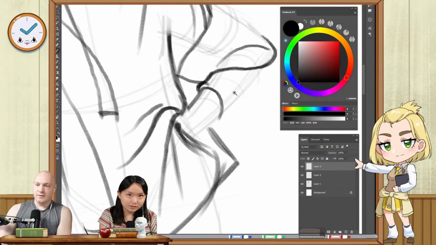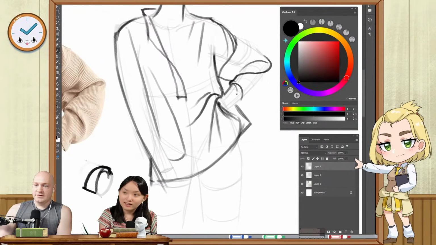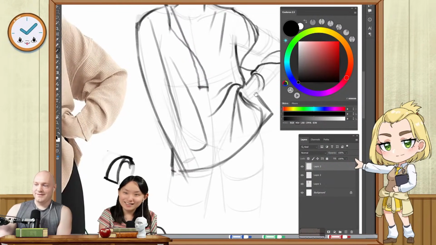Like that. We are drawing clothes. Seeing construction in simplified shape is very scary. Just like this. It's not scary. It's your friend. It is your friend.